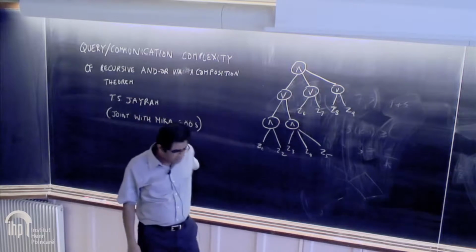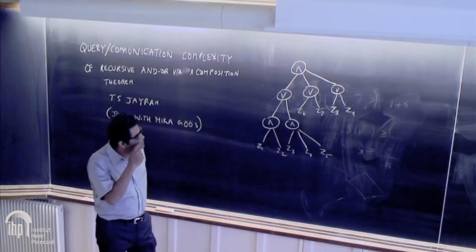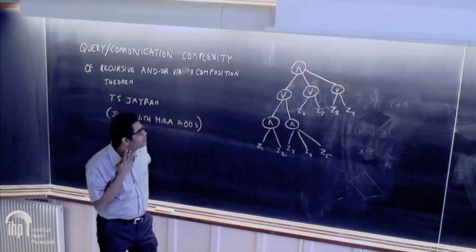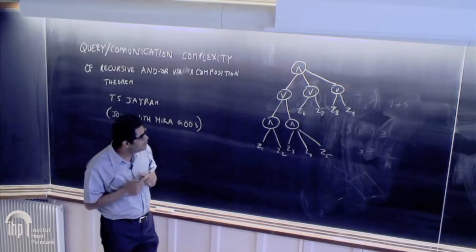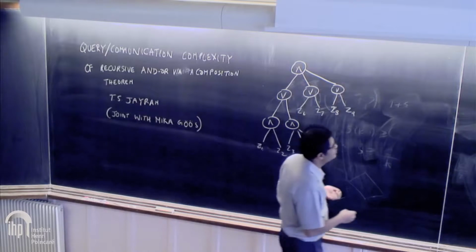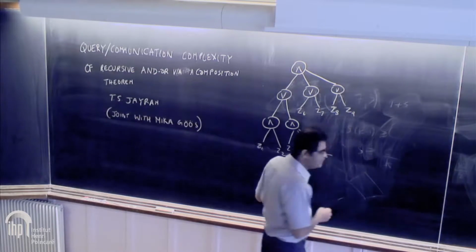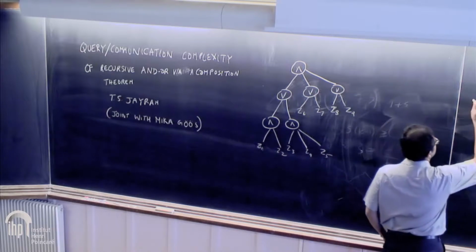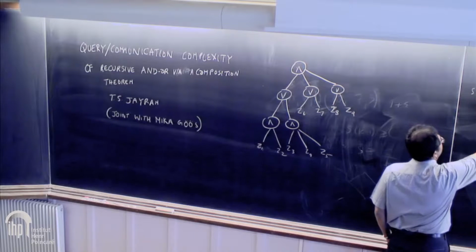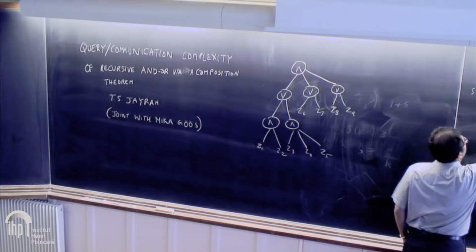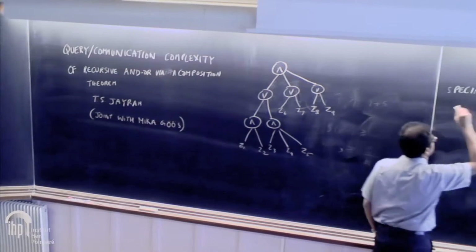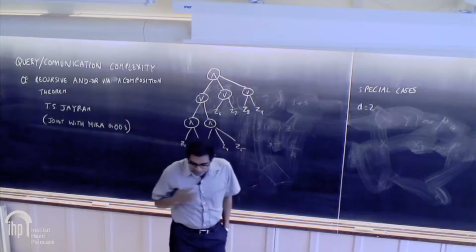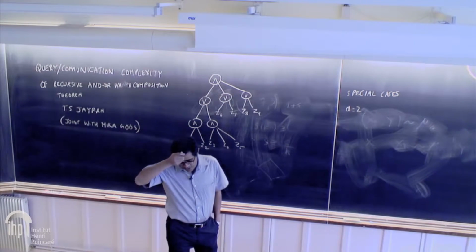So why do we care about this function, apart from the game tree thing that I mentioned? Let's look at some special cases. I'm interested in what happens when the number of leaves is n. So let me try to draw some balanced, or nearly balanced, trees here. What happens if the depth is 2?